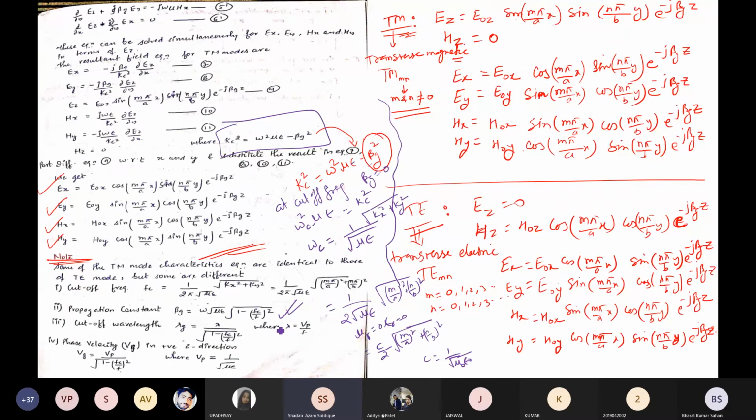Now we have the cutoff wavelength. How can we find the cutoff wavelength? Lambda g is equal to lambda divided by square root of 1 minus (fc by f) whole square. Or you will be able to find the wavelength from this equation also, from beta g. So how can we write the cutoff wavelength?